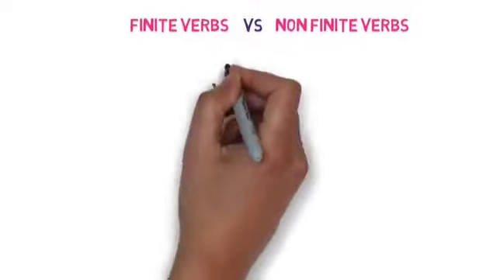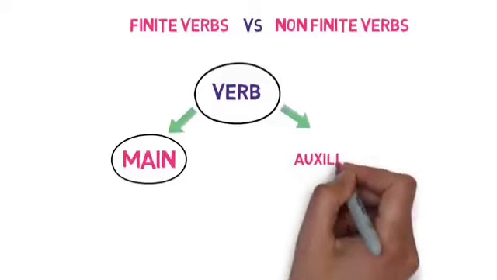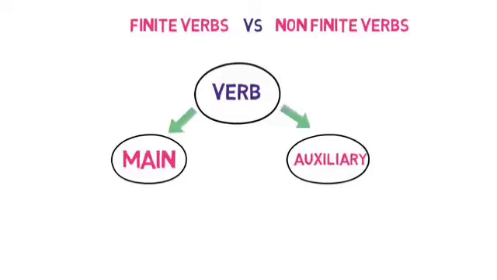Verbs are mainly divided into two parts, main verbs and auxiliary verbs. We have already discussed the division in our parts of speech series. Please go and check it if you haven't already or need a revision.